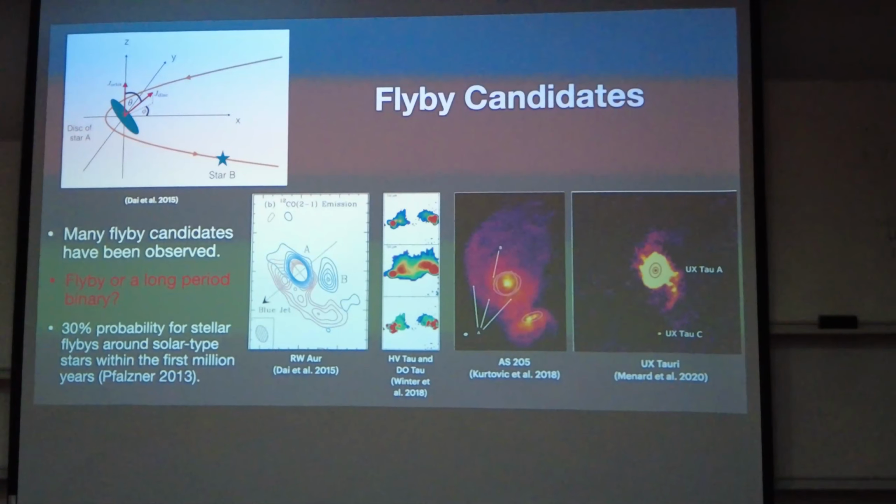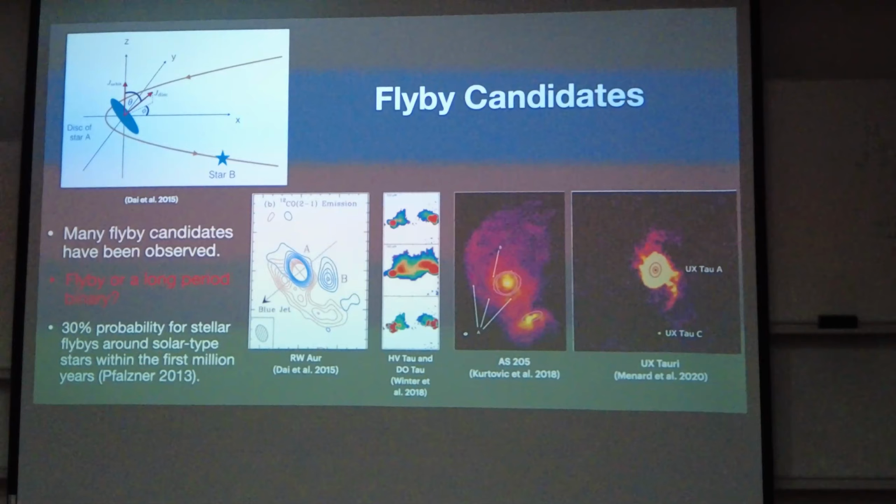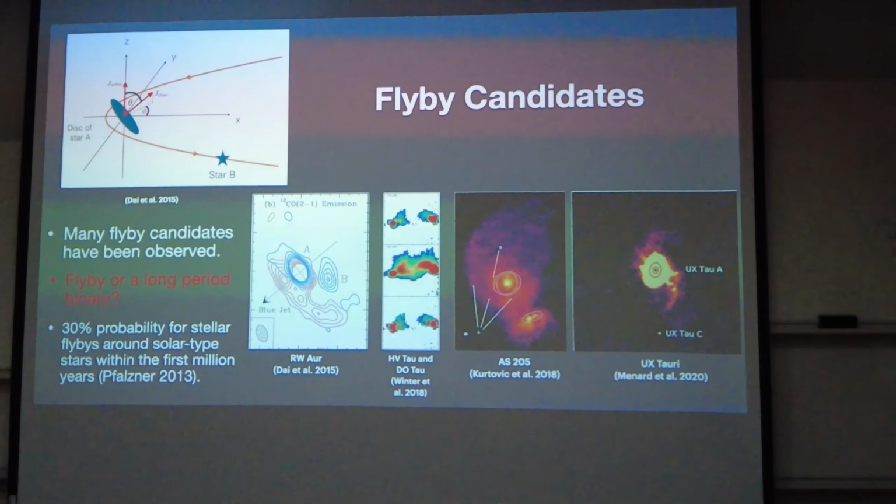Okay, so I'm almost finished. Recently I've been interested in looking at flybys. What a flyby is, if you look at the panel on the top left, we have a disk around the primary star, and you have a flyby on an unbound orbit, so it's either parabolic or hyperbolic, and it will pass around the disk and perturb it as it passes.